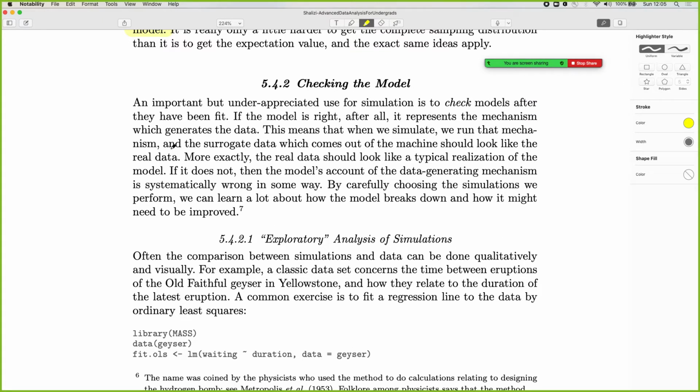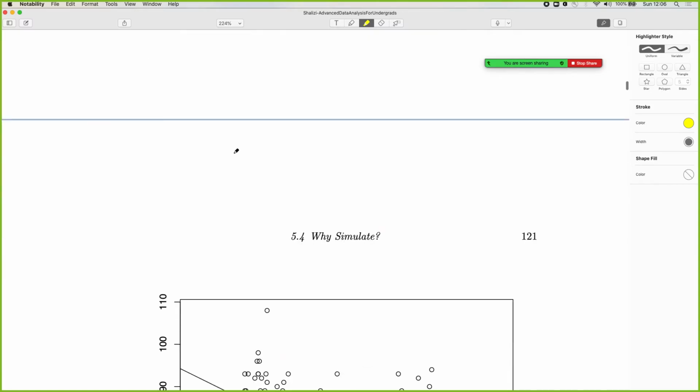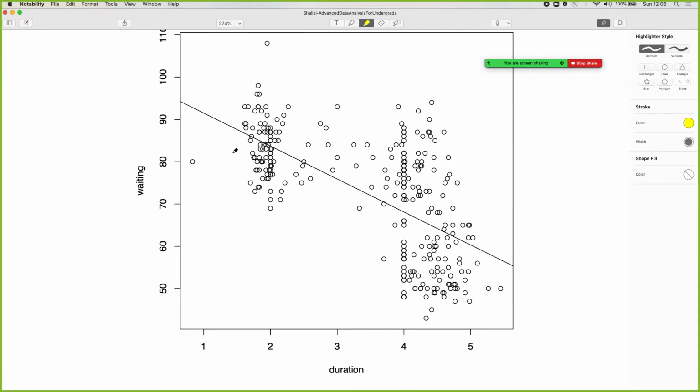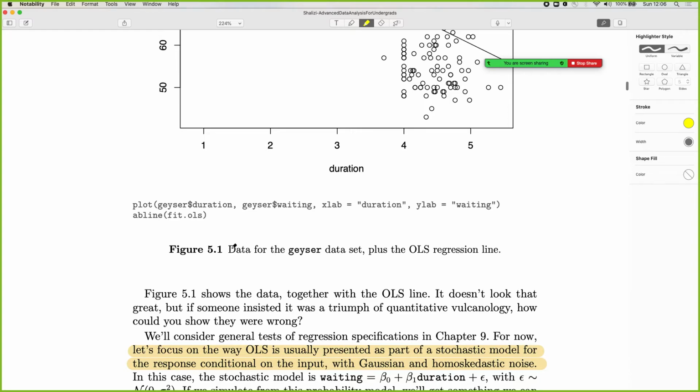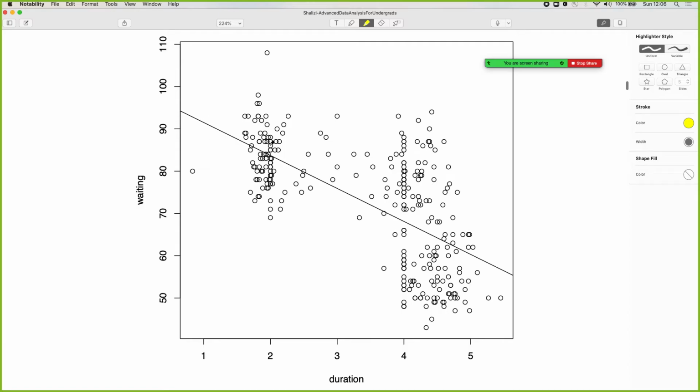Yeah, this was interesting, right? So, if the model is right, then it represents the mechanism which generates the data. Which means when we simulate, we run this mechanism, and the surrogate data that comes out of the machine should look like the real data, which is fair. More exactly, the real data should look like a typical realization of the model, because if it does not, then this account of the simulation mechanism might be wrong. So he's taking the original data for the Geyser dataset plus the OLS regression line. This is the line that you learn with OLS.